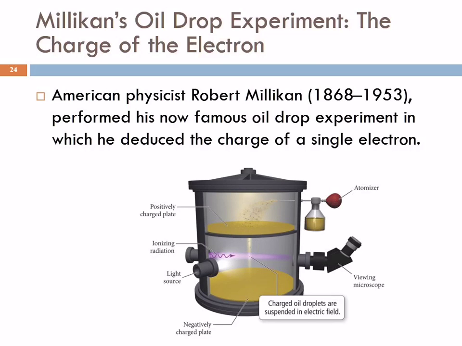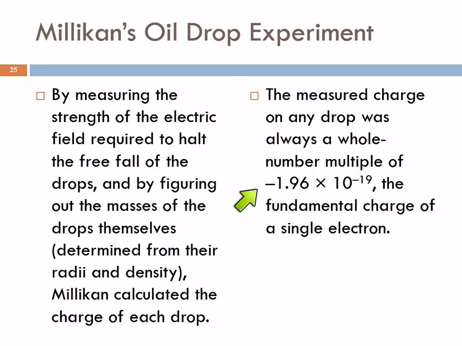Based on the amount of electric field that was needed to get them to stop in midair, he could calculate the charge on the oil droplet. And what he found was that, of course, there were different charges for different oil droplets, but all of those charges were a multiple of that same fundamental charge. So they were all a multiple of minus 1.96 times 10 to the minus 19th coulombs. That's the charge on one electron. From Thomson's data with the mass to charge ratio, he was able then to calculate the mass of a single electron. Any questions about that experiment?